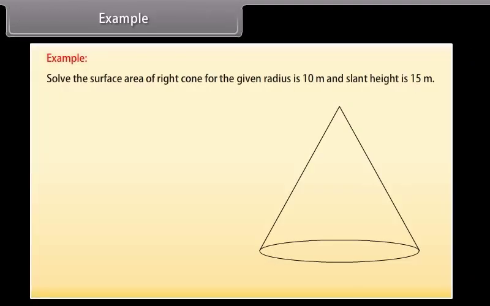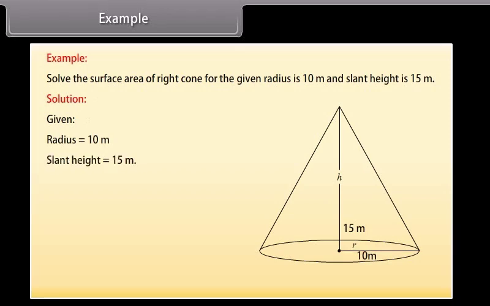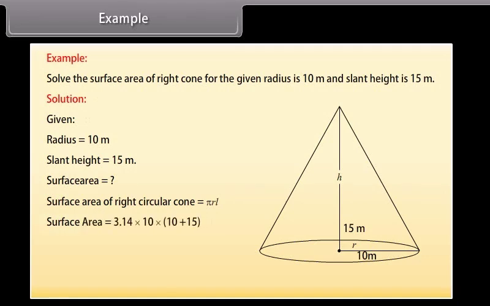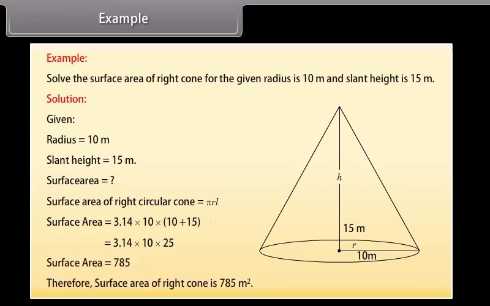Example. Find the surface area of a right cone for the given radius of 10 meter and slant height of 15 meter. Solution. Radius and slant height, which are 10 and 15 meter respectively, have been given. We have to find the surface area. We know that surface area of cone is equal to pi r into L plus r. Therefore, by substituting the values we get, surface area is equal to 3.14 into 10 into 10 plus 15. By solving this, we get surface area is 785. Therefore, surface area of right cone is 785 square meter.